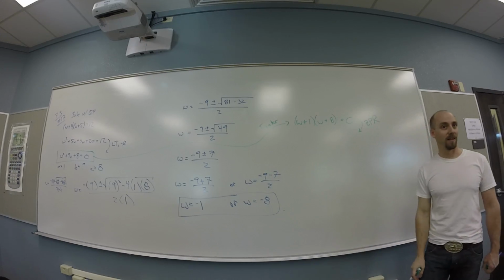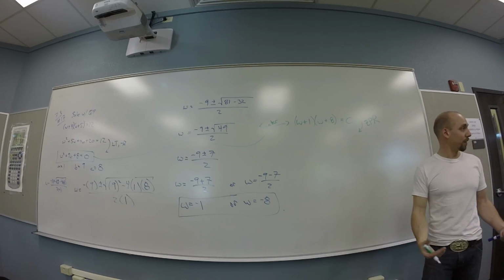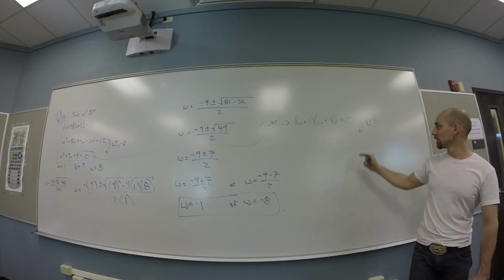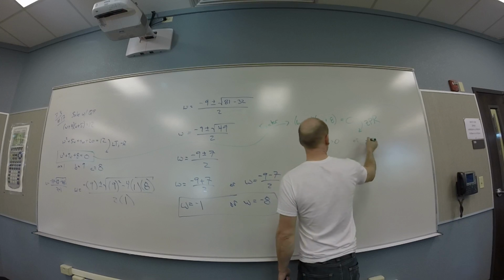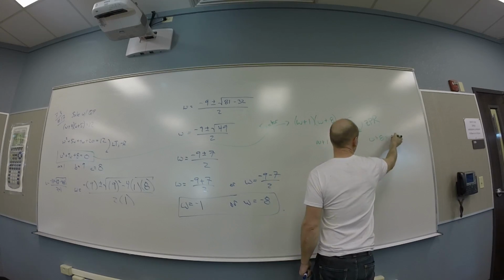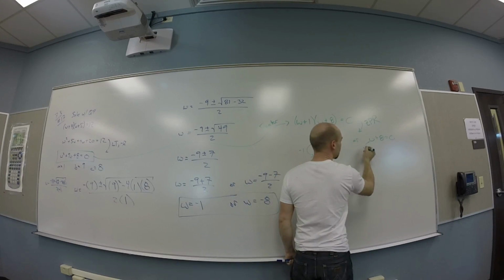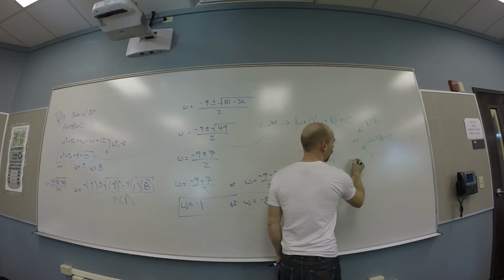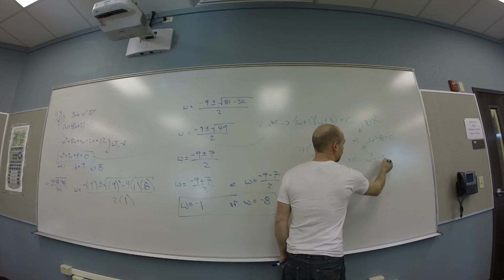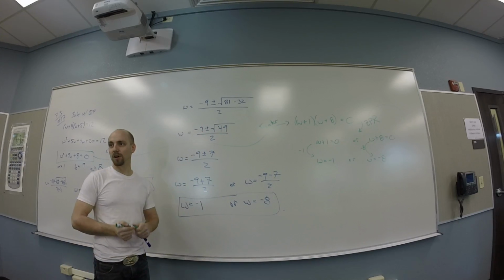You guys remember this thing? If you have two things multiplied together and they're 0, then one of the things is 0, right? So this tells me w plus 1 is 0 or w plus 8 is 0. Subtract 1, subtract 8, w is negative 1 or w is negative 8. You see that? Same deal, no messing around with square roots. Maybe a little bit easier.